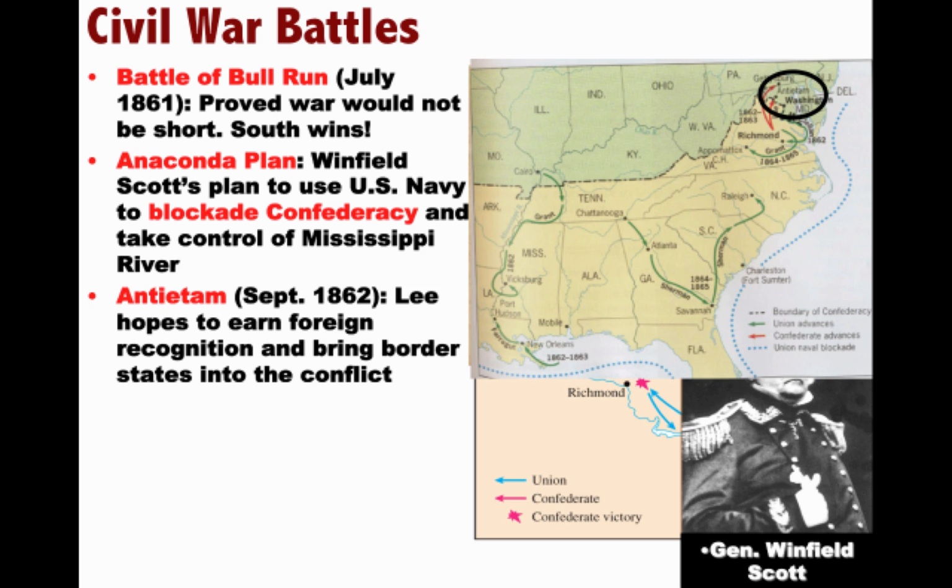At the Battle of Antietam, another important one you need to keep in mind, in September of 1862, Robert E. Lee is going to go up into Maryland, a border state, and his hope is to earn foreign recognition for the Confederacy and possibly bring some of those border states into the conflict on the side of the Confederacy.